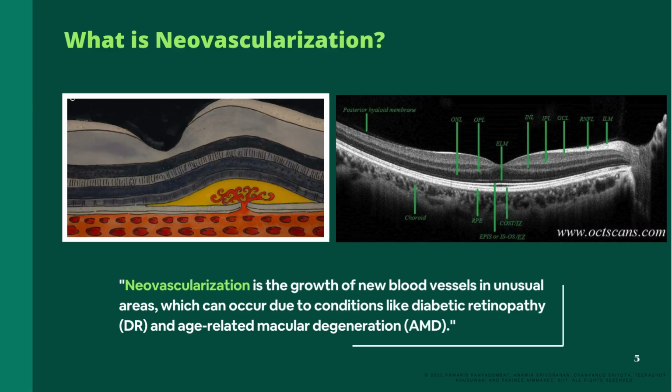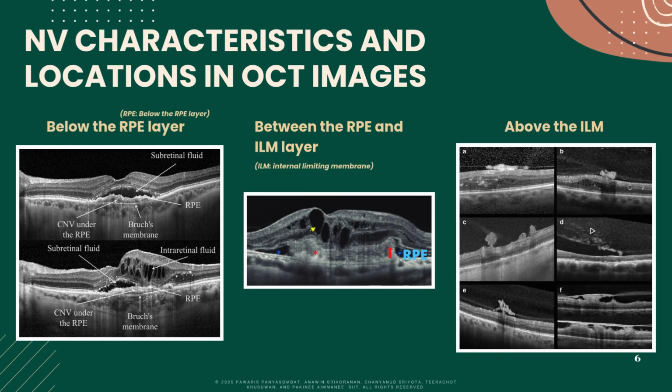Then, what is neovascularization? Neo from new and vascular from blood vessel. This is the growth of new blood vessels in unusual areas that can occur in conditions like diabetes or age-related macular degeneration. Going to the NV characteristics first.